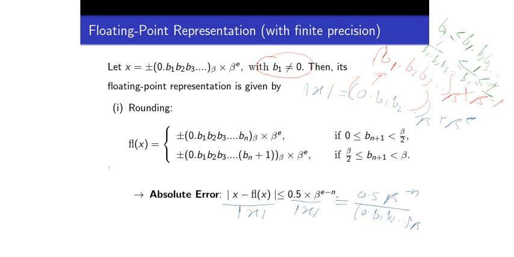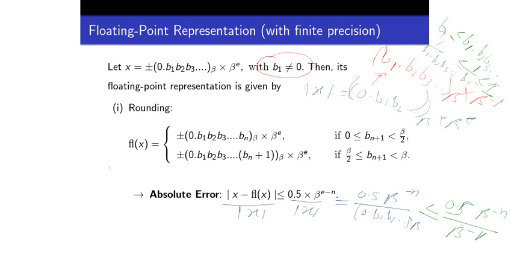So if you divide by mod x on both sides, what you will get is less than or equal to 0.5 times beta to the power minus n. So this 1 by 0.b1 b2 and so on will be less than or equal to beta to the power minus 1. So this is going to give you the relative error with respect to the rounding.